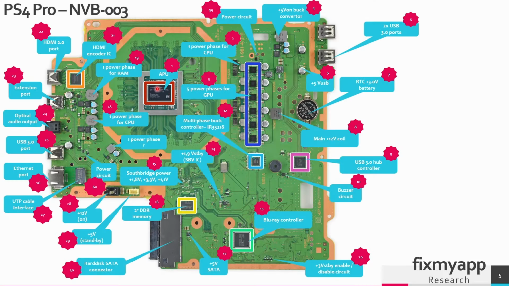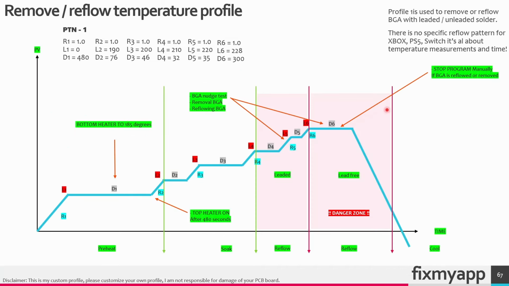To reflow this APU you need a rework station, and you have to set a specific temperature profile. So this is my personal temperature profile for removing or reflowing an APU. So I start my bottom heater at 185 degrees. It will dwell for 480 seconds. After that, the top heater will turn on. And the top heater will ramp the top temperature up to 190 degrees. And it will do that at 1 degree per second.